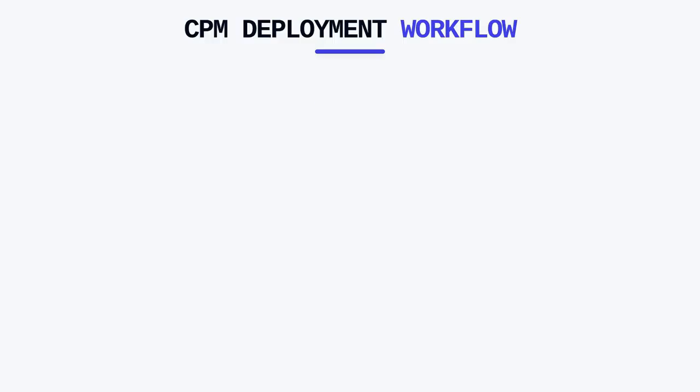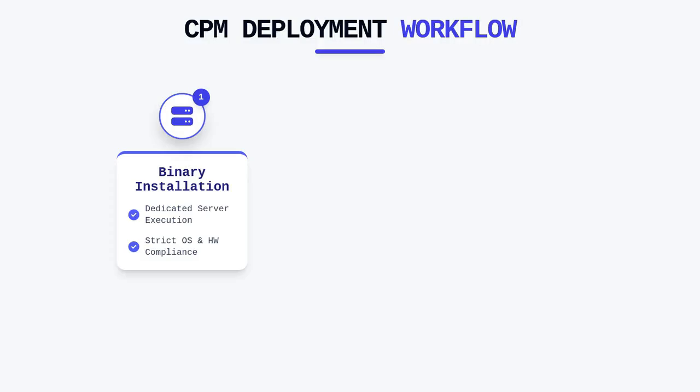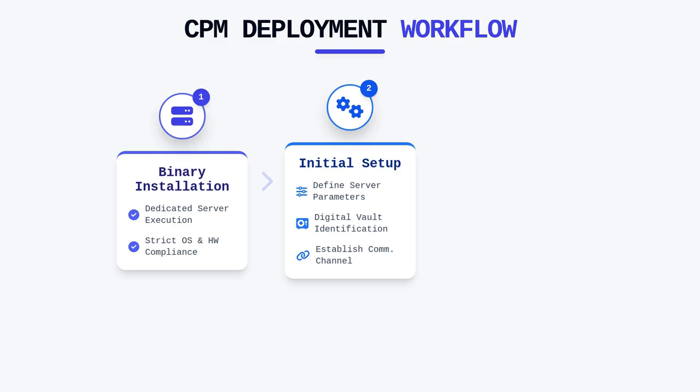The deployment of the CPM begins with the execution of the binary installer on a dedicated server, which must strictly adhere to hardware and operating system requirements to maintain consistency. During the initial setup, you are required to define various server parameters that allow the CPM to identify the digital vault and establish a primary communication channel.